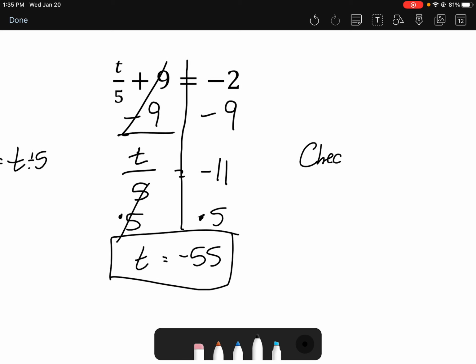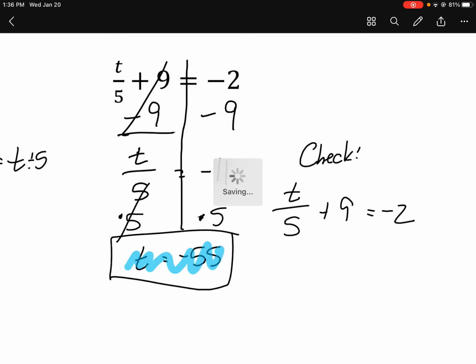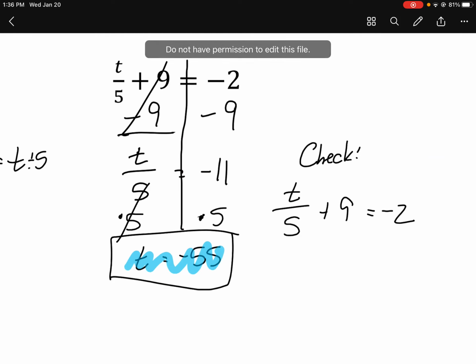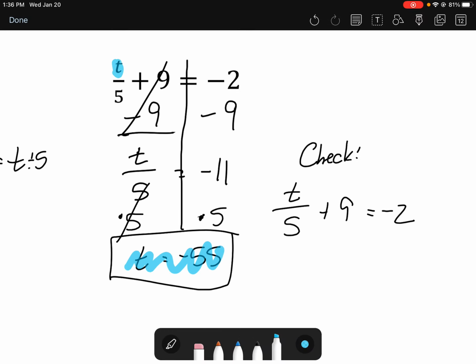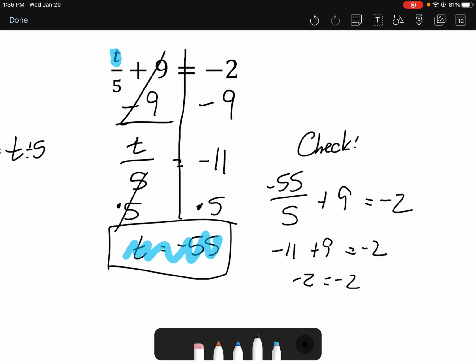I do need to make sure that I'm checking my solution. The original problem was t over 5 plus 9 is equal to negative 2. I'm going to take my solution here and replace it for my variable there. So I'm going to replace the t with negative 55. Negative 55 divided by 5 is negative 11, plus 9 gives me negative 2. This is the correct solution.